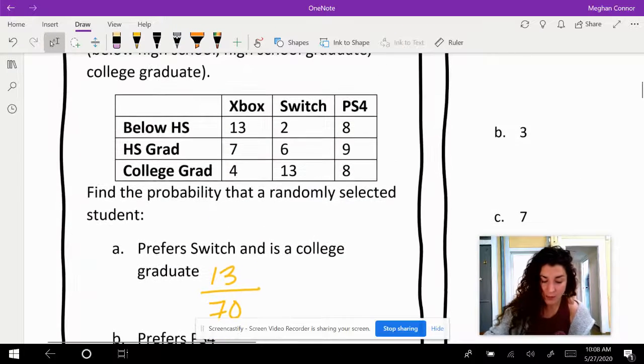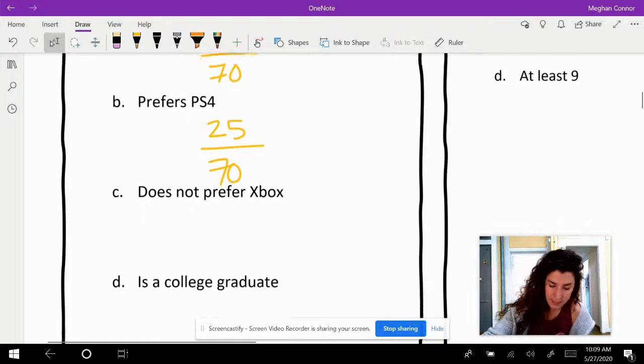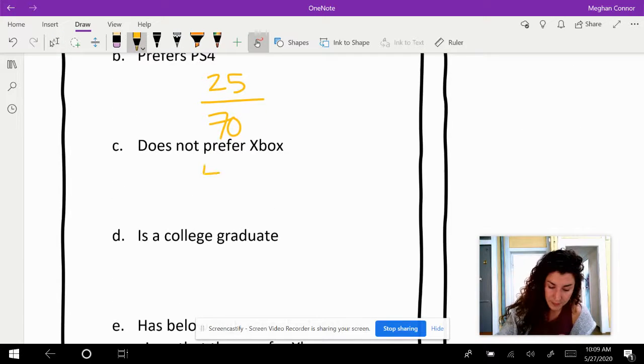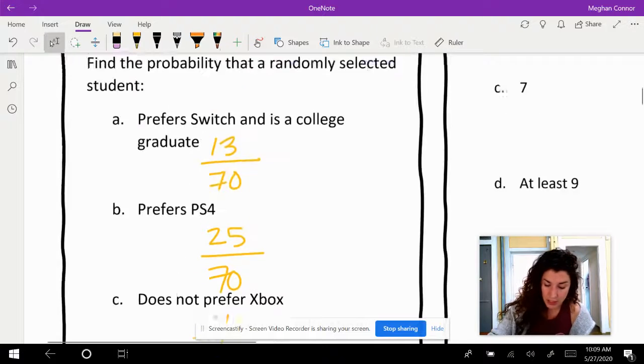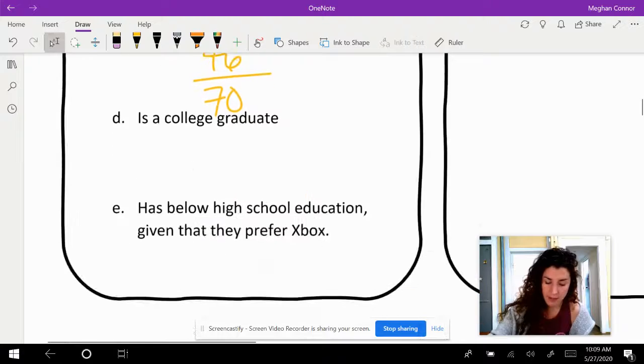Does not prefer the Xbox. So now I'm actually going to count how many people prefer the Xbox and then subtract that from 70. That's 24, and subtracting that from 70 would be 46 out of 70. Is a college graduate. Again, we go up here and total just the college graduates, which is 25 out of 70.